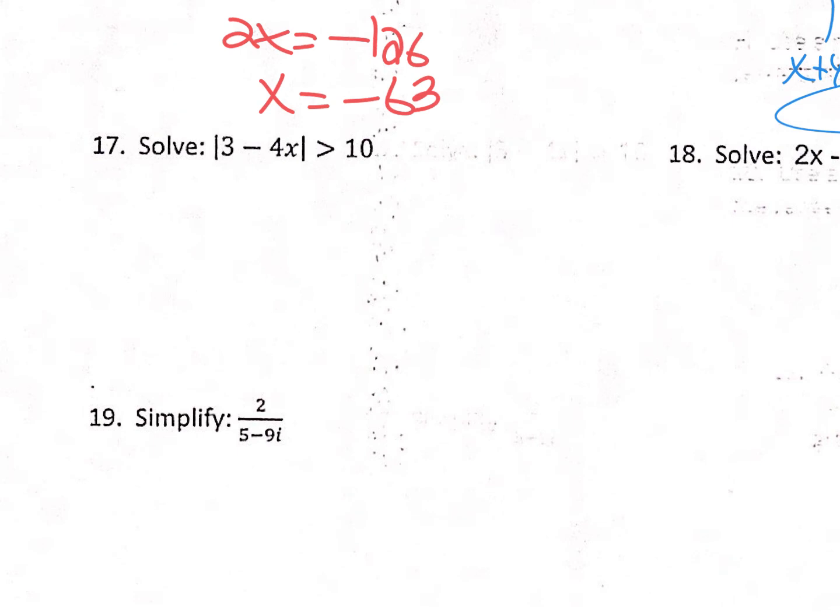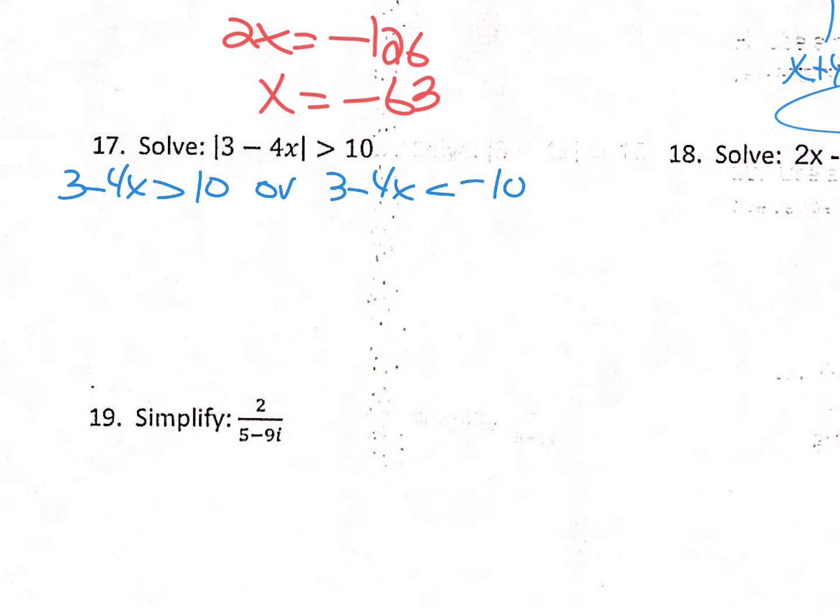All right, 17, still 2 bars, 2 answers, but you have to look and see if it's greater than or less than. This one is absolute value is greater than, which means it's an or. So I'm going to set it up this way. I'm going to say 3 minus 4x is greater than 10, or 3 minus 4x is less than negative 10.